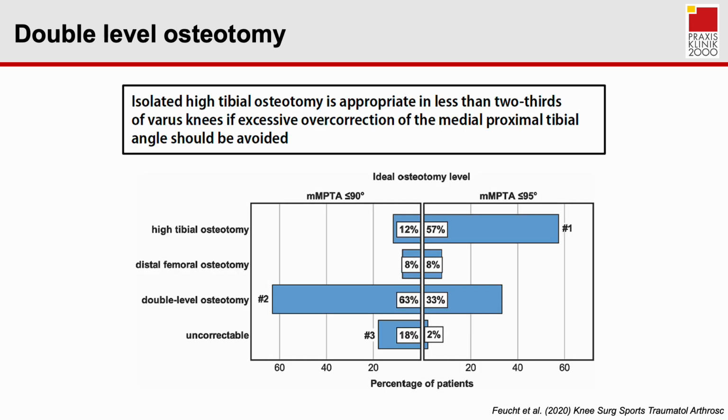The indication for a double-level osteotomy is quite common in patients with varus malalignment. We have analyzed more than 300 patients and could show that if you want the postoperative MPTA at a maximum of 90 degrees, a double-level osteotomy would be necessary in 63%, and if you use a cutoff of the MPTA of 95 degrees, a double-level osteotomy is still required in 33%.